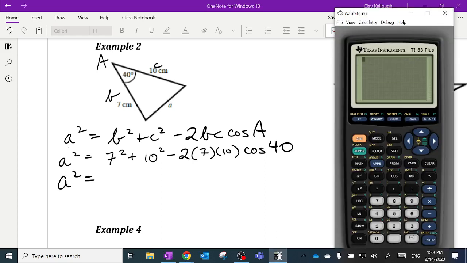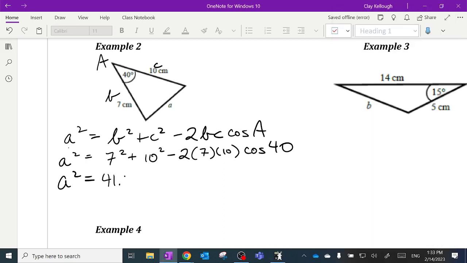So erase the last thing we had. So 7 squared. If you actually know 7 squared is 49, then by all means you can just punch 49. That's not working. Erase, erase. 7 squared plus 10 squared. And again, if you know 10 squared is 100, you can just put 100. Minus 2 times 7 times 10 times the cosine of 40 equals. And again, that's not how long the side is, that's the square of the side.